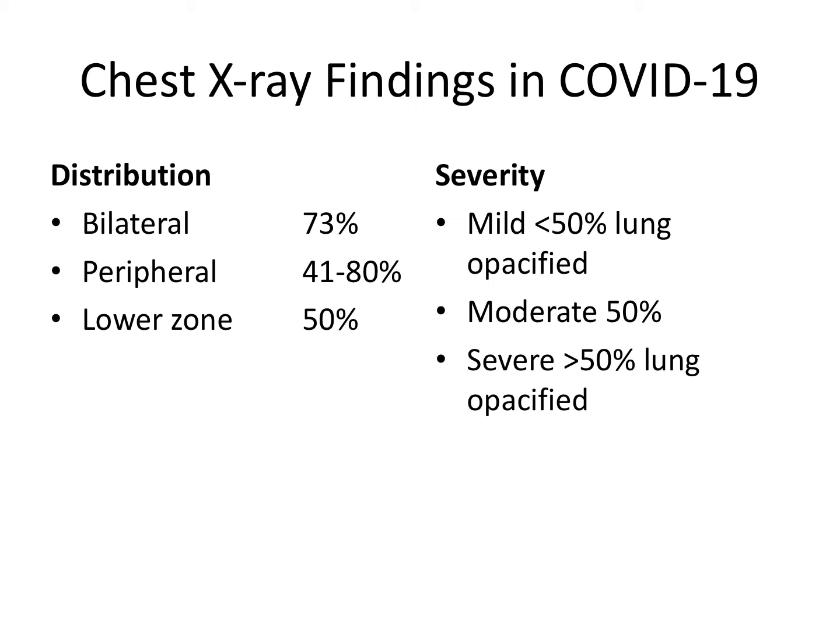X-ray is going to help us assess the severity of disease, and if we sort of dichotomize at the 50% of the lung opacified level, we can divide Covid-19 related disease into mild, less than 50%, moderate, around 50%, and severe, more than 50% of the lung opacified. I'm going to show you some examples now.